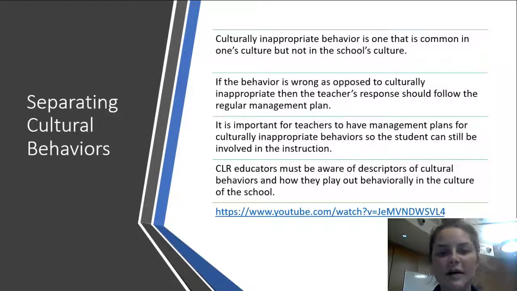If the behavior is wrong as opposed to culturally inappropriate, then the teacher's response should follow the regular management plan, which is what I was just talking about. It is important for teachers to have management plans for culturally inappropriate behaviors so the student can still be involved in instruction. Redirection is always better than the student missing instruction or valuable class time. CLR educators must be aware of descriptors of cultural behaviors and how they play out in the culture of the school. In this YouTube video, it talks a little bit more about separating cultural behaviors and gives a few really good examples.